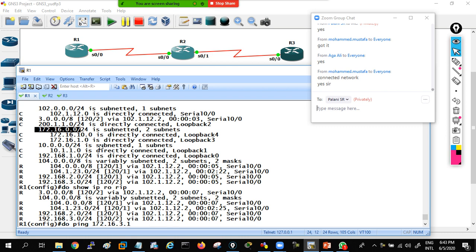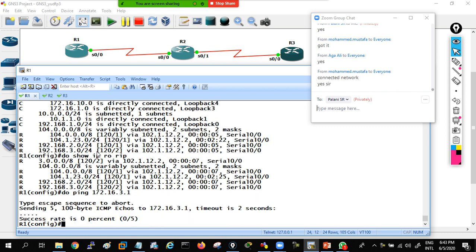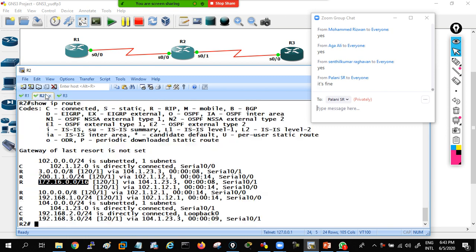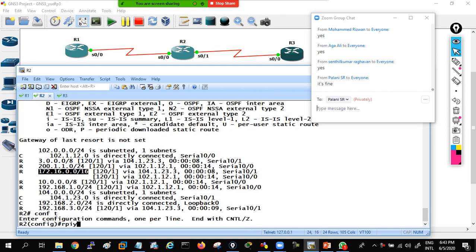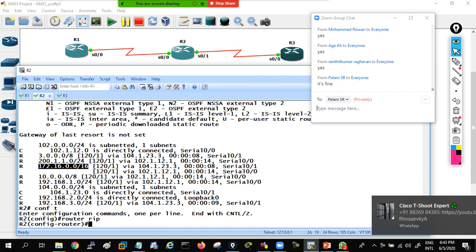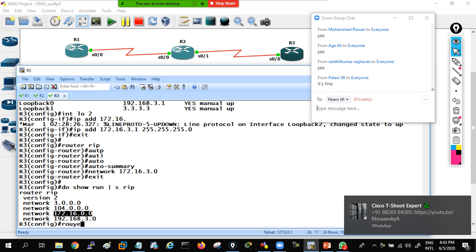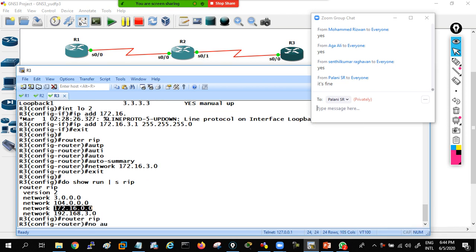Now what I'm going to do is enable no auto-summary. Everybody okay? Mr. Ali, Mr. Aider, Rizwan, Palani, Mr. Raghavan, everybody is okay, right? Now let's do that. Router rip, say no auto-summary. Now let's go to router 3. Router rip, no auto-summary. There you go.